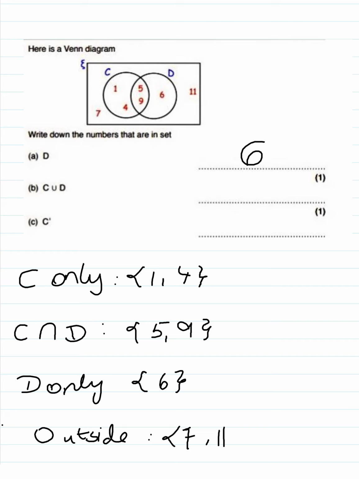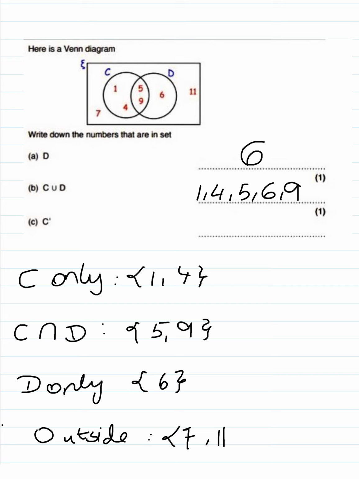Part B asks us to write the elements that are in C union D, as in anything that's in either circle C or circle D. These are the elements 1, 4, 5, 6, and 9, as these are the ones that are in set C and set D, which I've highlighted in yellow.